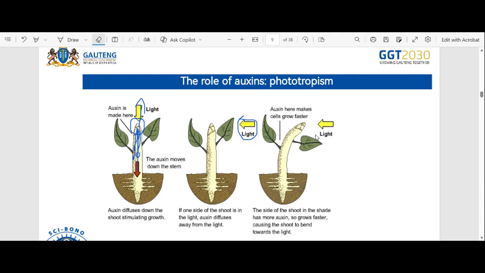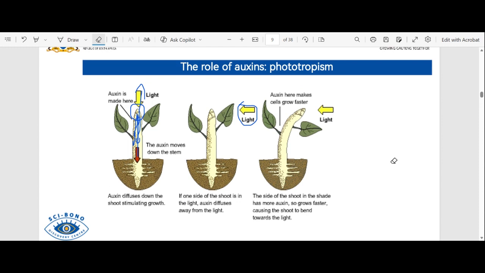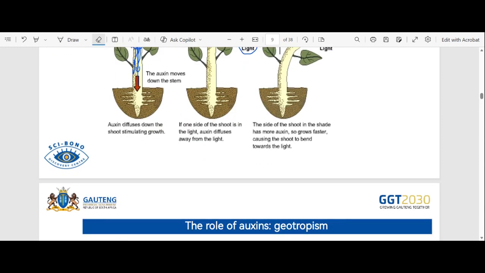We call this phenomenon positive phototropism. Why is it positive phototropism? Because the stem is bending towards the light, or responding to light, right? We call this phenomenon positive phototropism. So don't forget it.